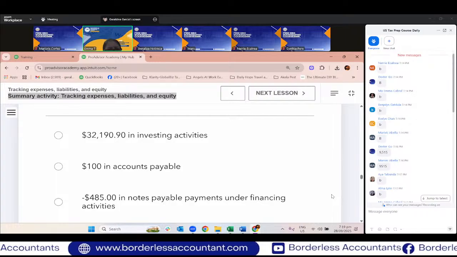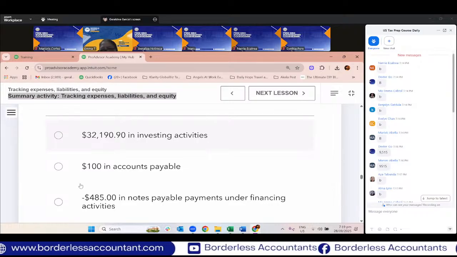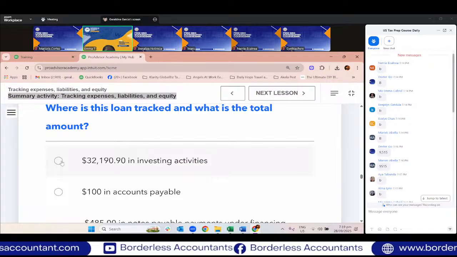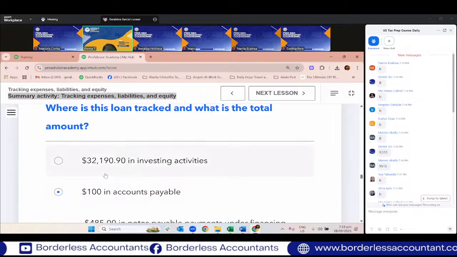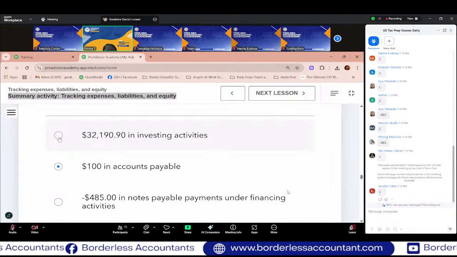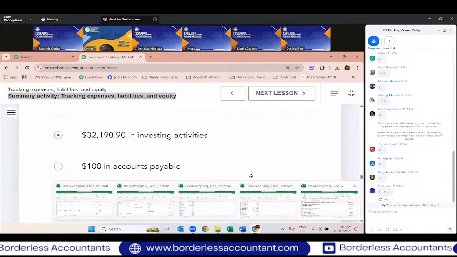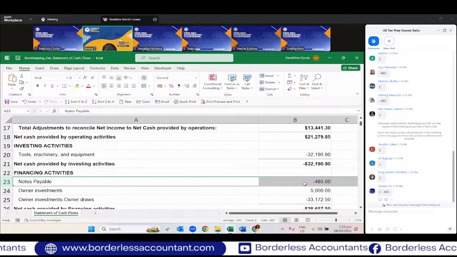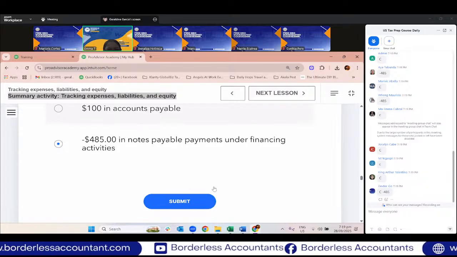So the choice is... okay. What's our answer, guys? Is it 32,190 in investing activities, 1,000 in accounts payable, or negative 485 in notes payable payments under financing activities? Okay. So, yeah, that's 485. The answer is letter C.